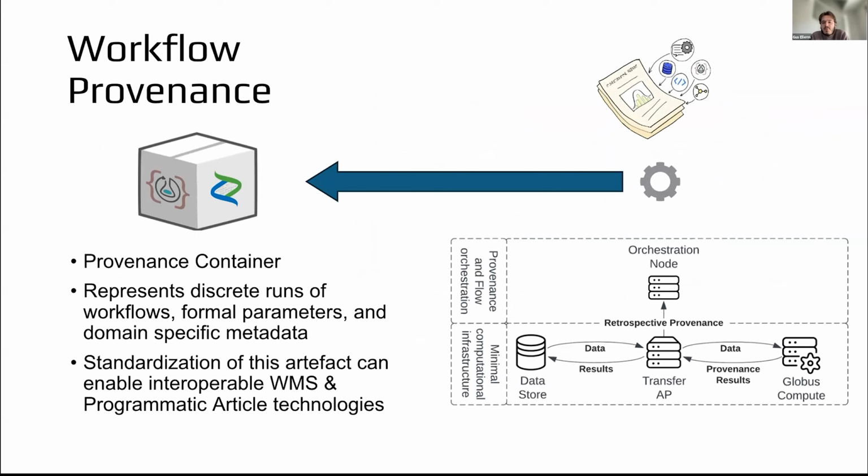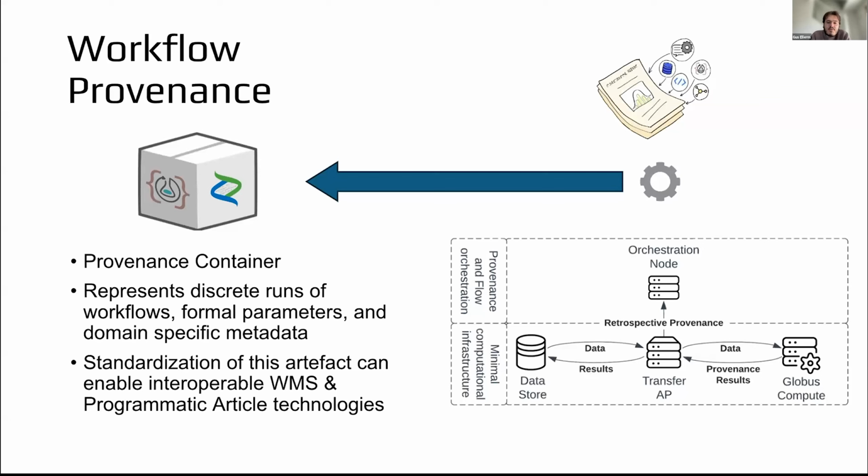And this standardization means that we can, with a little extra work, provide interoperability between the programmatic article layer and the workflow orchestration layer, meaning we could potentially switch out the workflow management system for another or the programmatic article technology for another, given that it's producing provenance to the standard.